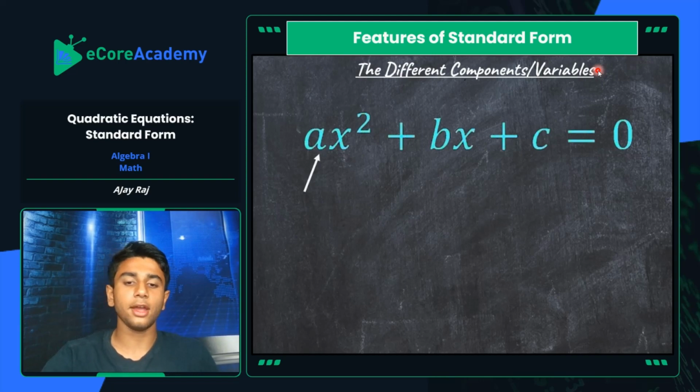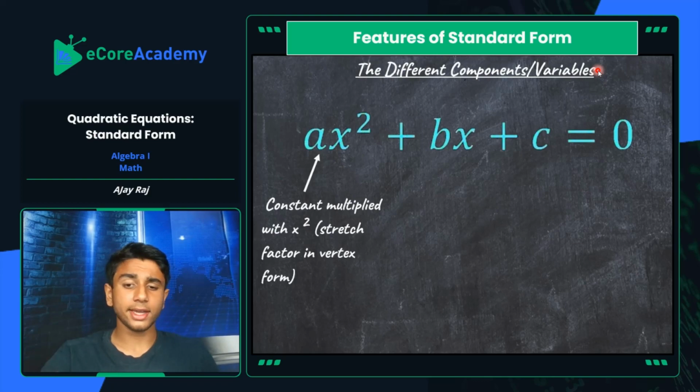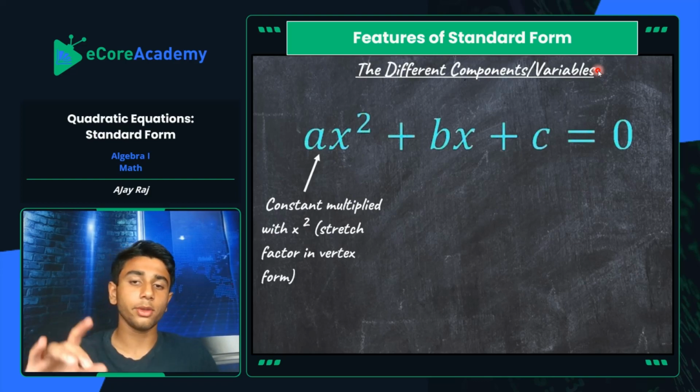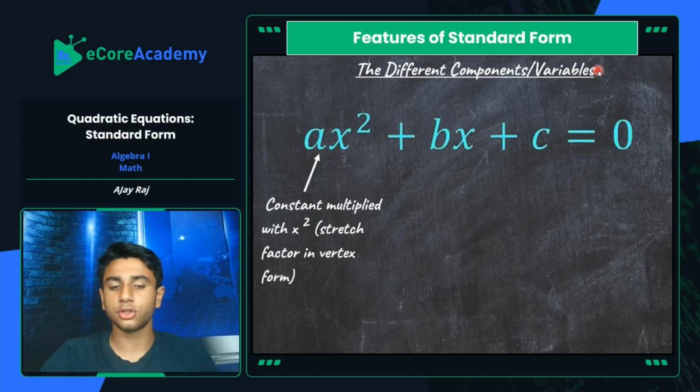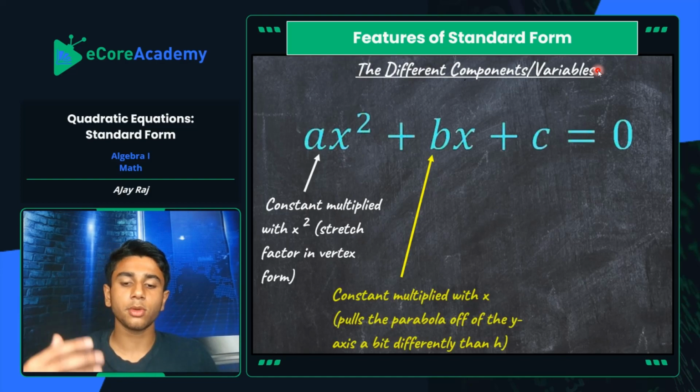So let's start off with a on the left-hand side. We know what x squared is. So a is the constant multiplied with x squared. If we revert back to our vertex form, it's the same exact a that's being multiplied to that x minus h squared, that little parenthetical expression there. It's your stretch factor. It's what's determining how wide your parabola is, and it's not changed in any way in the standard form.